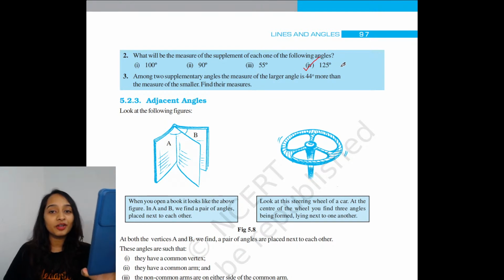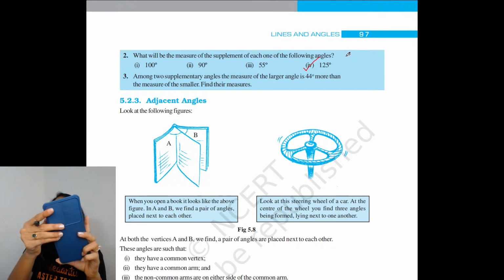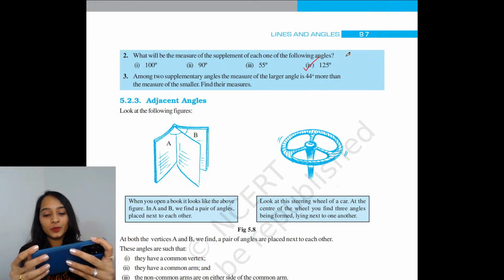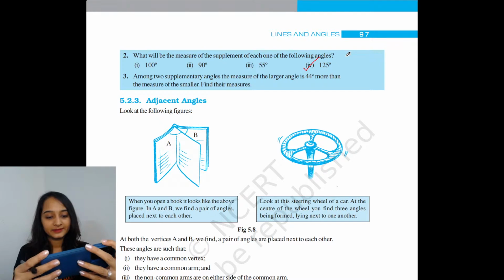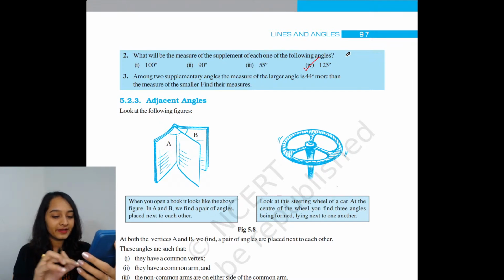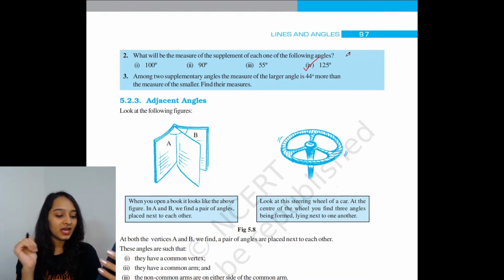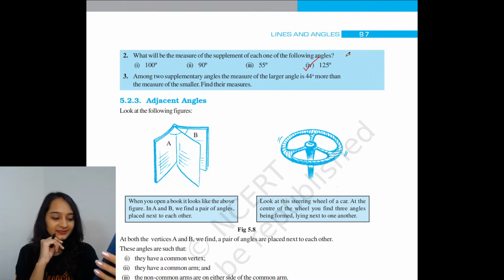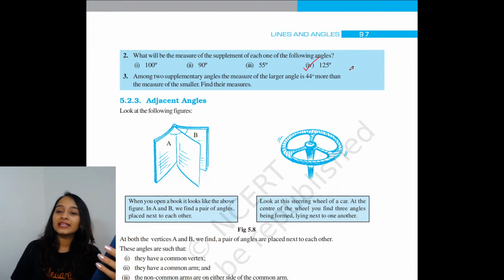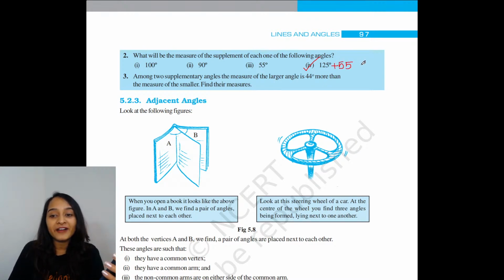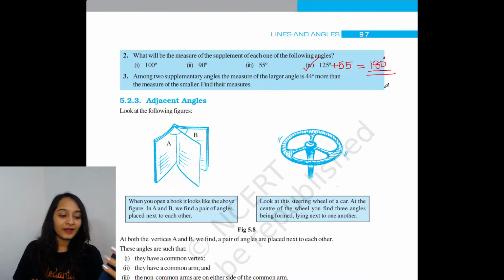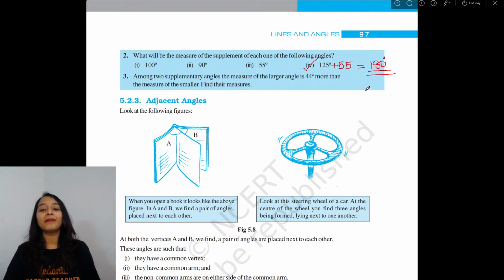Now, what is the supplement of 125? Can somebody say? Come on. Let me see who says this first. I asked for the supplement, bacha. Atulya, supplement. Exactly, Mona Lisa got it right. The supplement is 55 because when you add them up, it is equal to 180 degrees. Not 65, it's 55. 55 plus 125 will give you 180. So they are called supplementary angles.